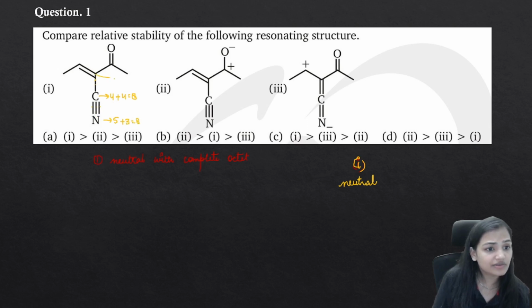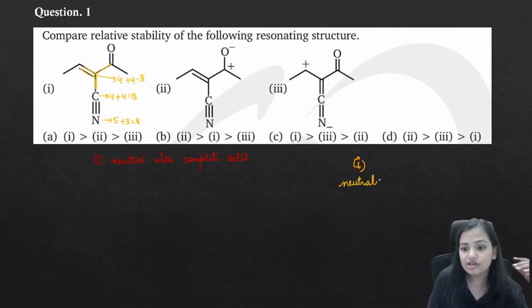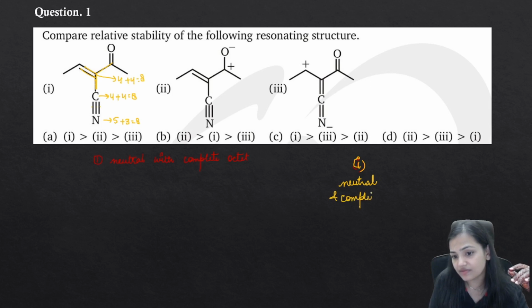Of course, here also, if I look at this particular carbon, it has 4 valence shell electrons, forming 1, 2, 3 bonds, and one bond with this carbon, forming 4 bonds. So 4 plus 4 is 8. Yes, every atom is complete in its octet. So it is neutral with a complete octet, and that's why the first is going to be the most stable.